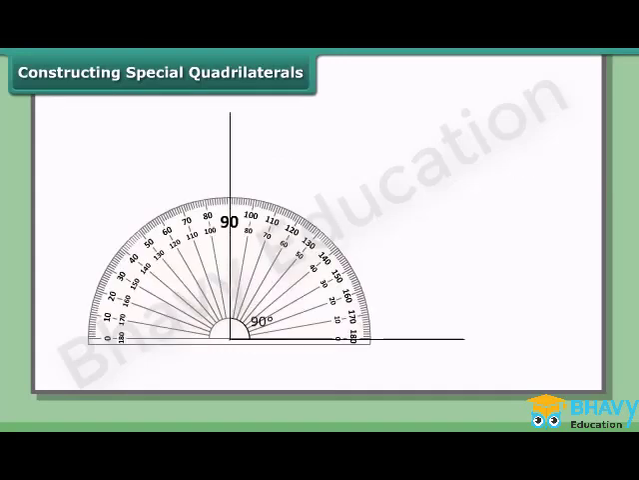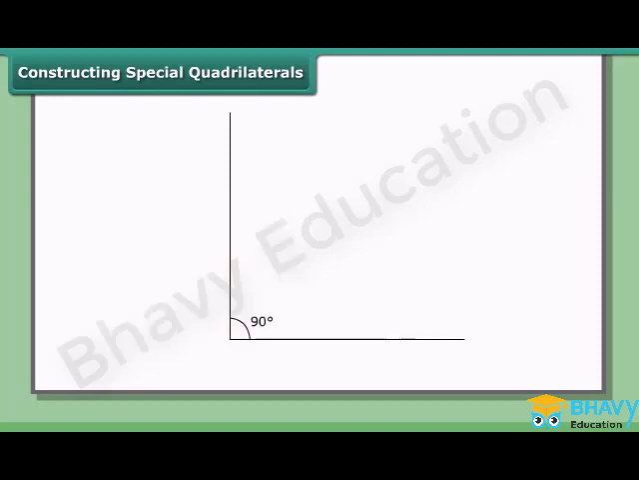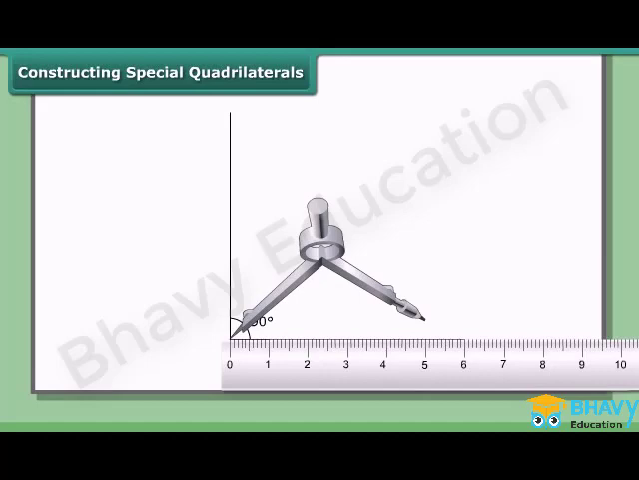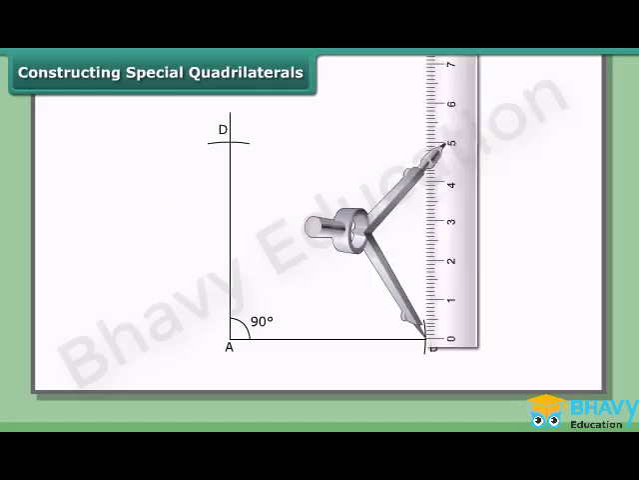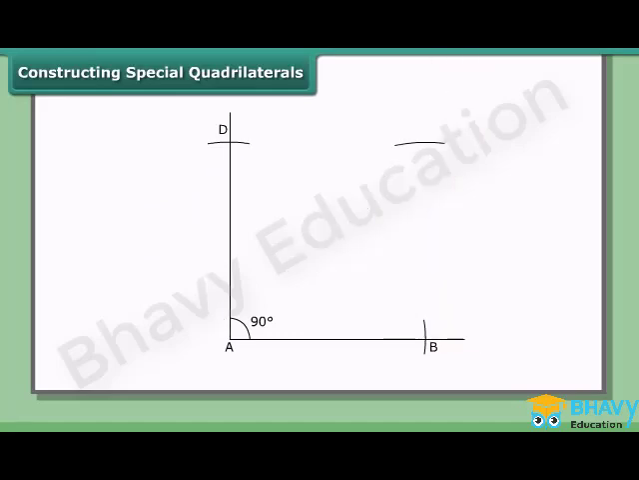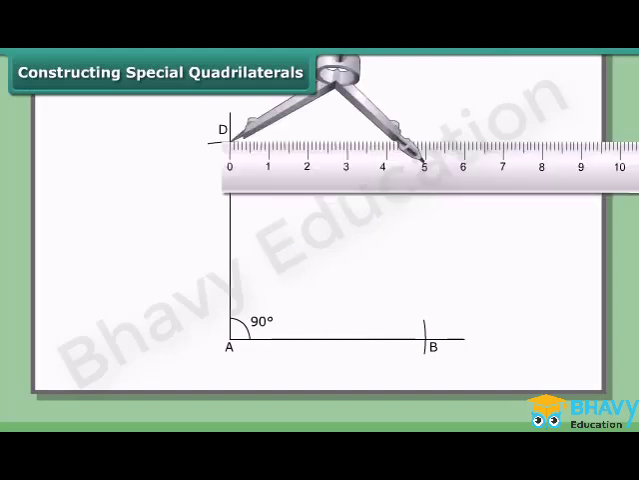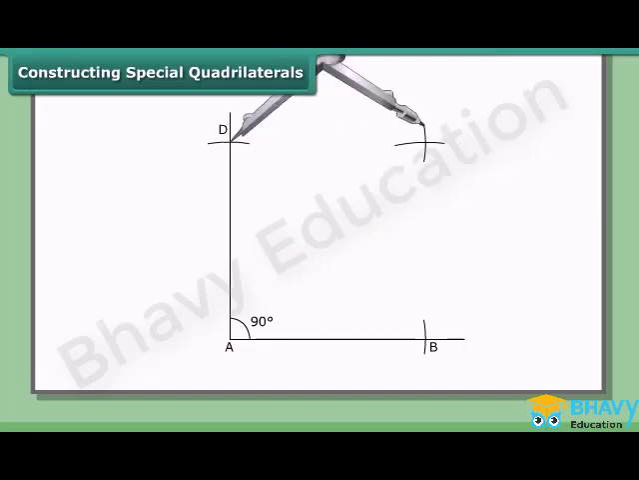Steps. Draw a right angle with a protractor or compass and ruler at a point A. Set the compass to 5 cm and cut off sides AB and AD of the square along the arms of the right angle. With B as center and with the same radius, draw an arc. With D as center and with the same radius, draw an arc to cut the arc drawn. Join the point C where the arcs meet to the ends B and D of the sides AB and AD to form the square. ABCD is the required square.